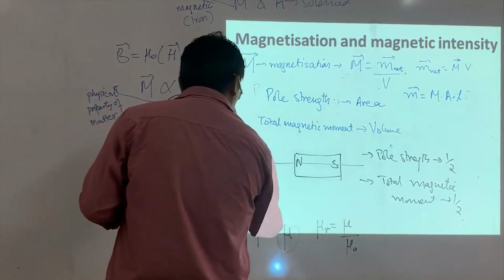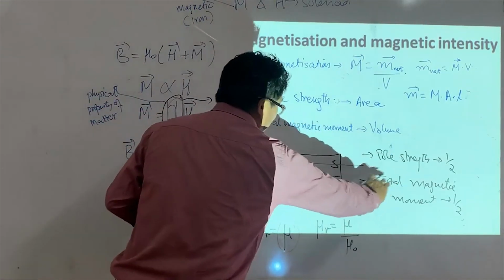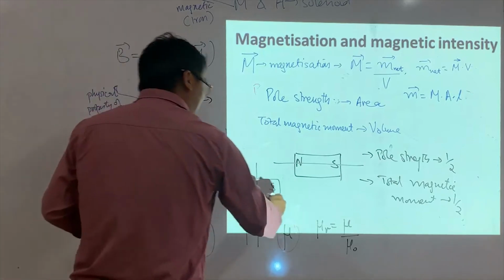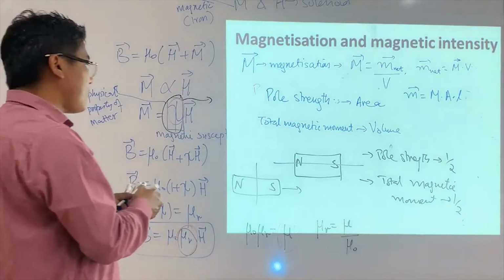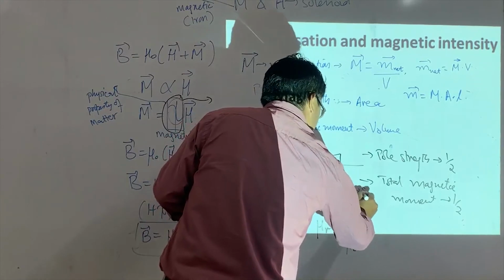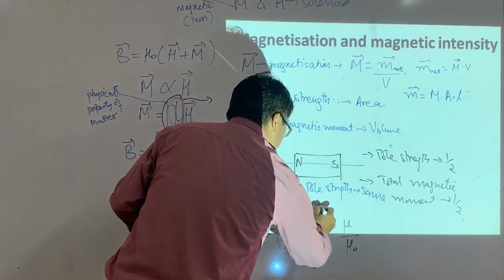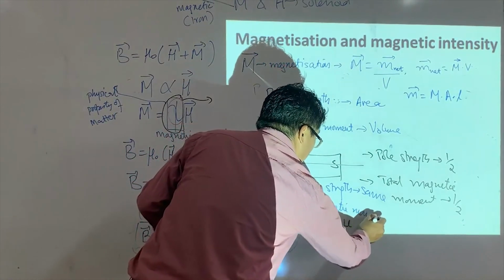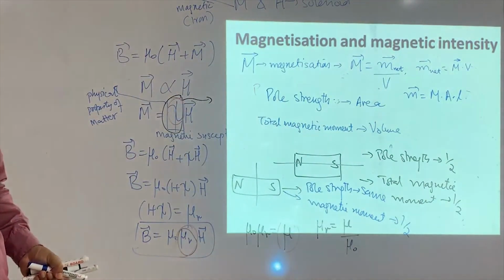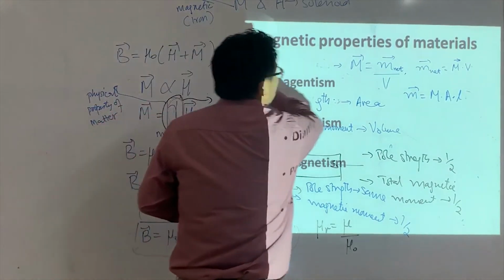Now I have a bar magnet like this. This is a horizontal cut. I'm sorry, this is a horizontal cut, not a transverse cut. This is a lateral cut. This is a transverse cut. When I do a lateral cut, pole strength remains the same. Why? Because area remains the same. What about magnetic moment? Magnetic moment is reduced to half. That you should keep in mind. Very important.